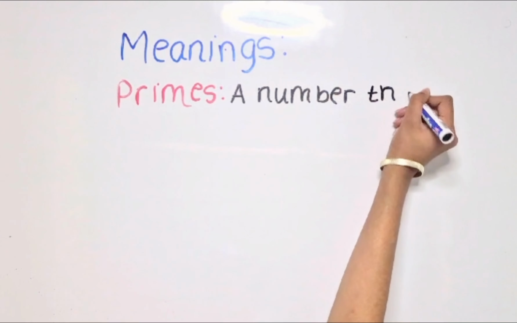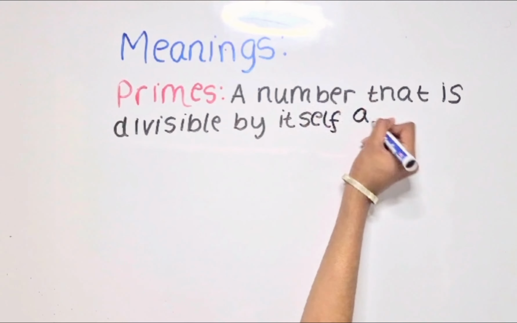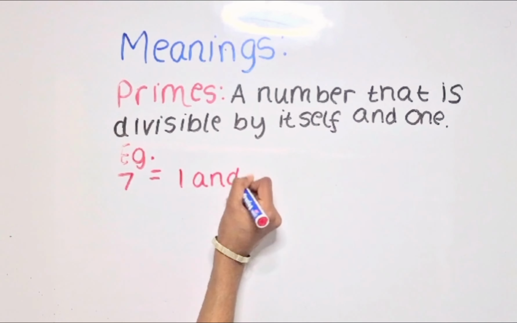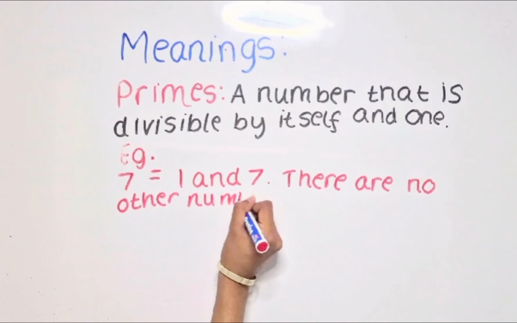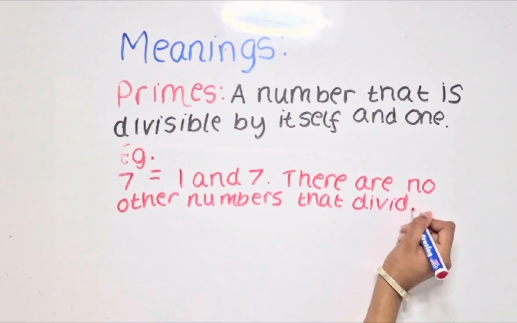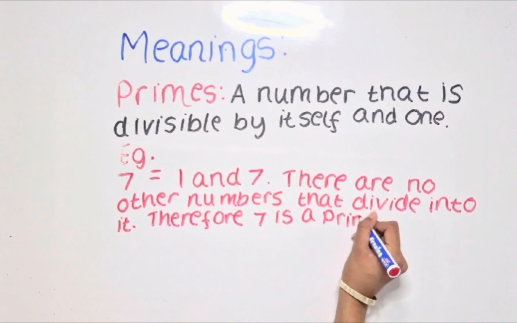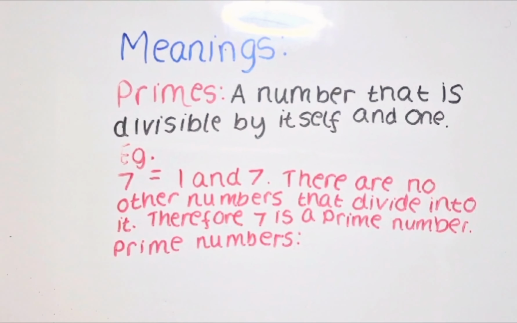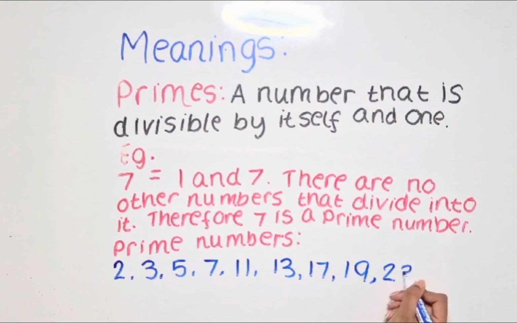Alright guys, so now we are going to have a look at another meaning, and this meaning is on primes. A prime is a number that is divisible by itself and 1. So for example, let's take the number 7. The factors of 7 are only 1 and 7. There are no other numbers that divide exactly into 7, which means that 7 is a prime number. And also, I'm going to show you some actual prime numbers. Some prime numbers are like 2, 3, 5, 11, 17, 19, 23, and so on.